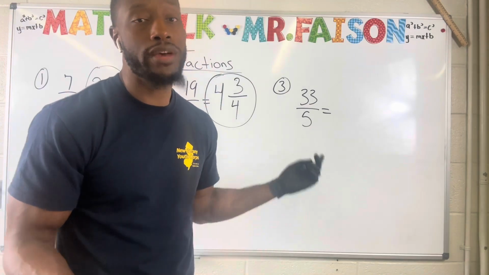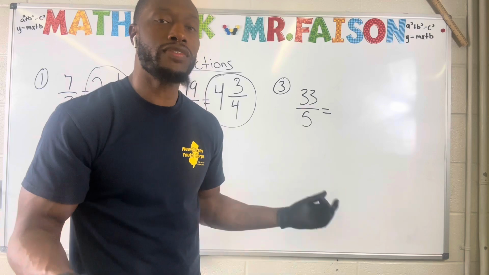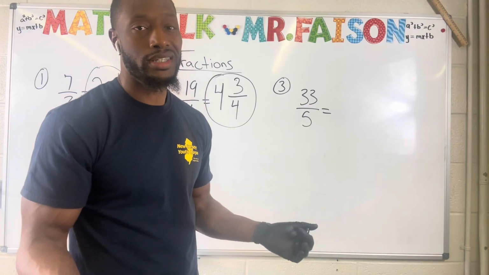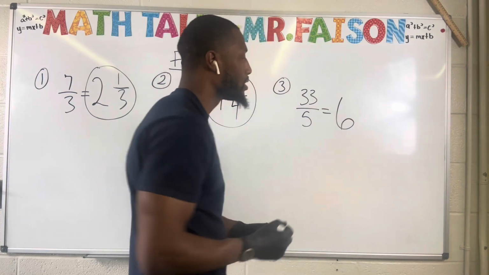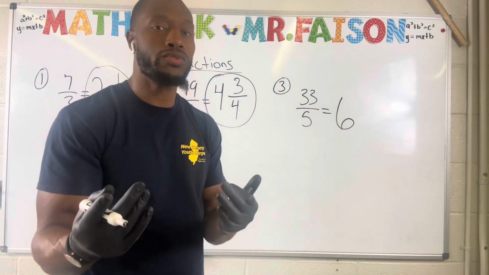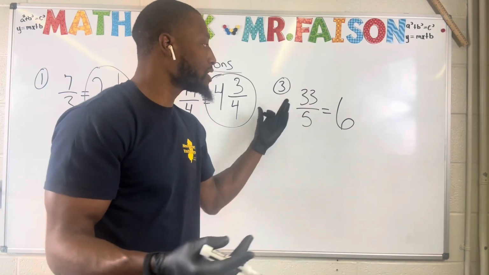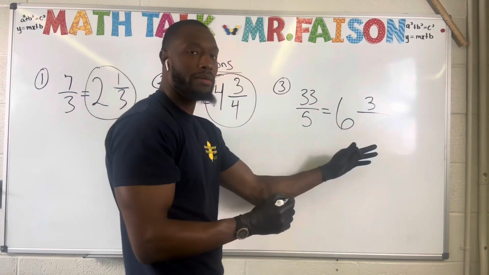All right, so this last one, we have 33 over 5. My question to y'all is, how many times does 5 go into 33 evenly? It goes in 6 times, which is actually 30. So now I'm asking y'all, how much is left over after that? It's only 3 left over. So I make that my numerator, and I keep my denominator the same.